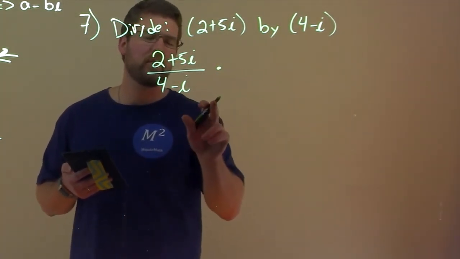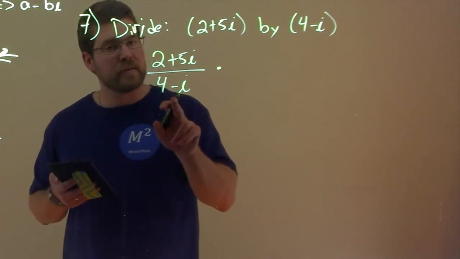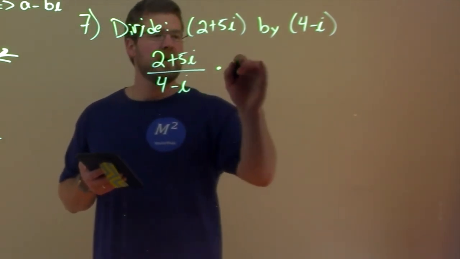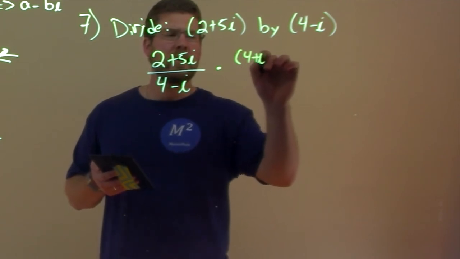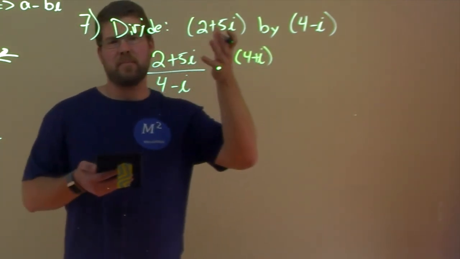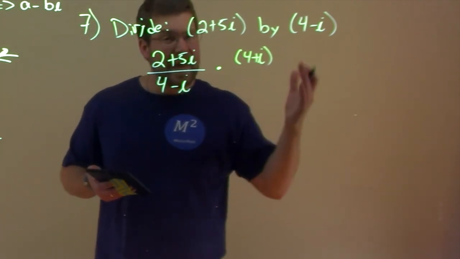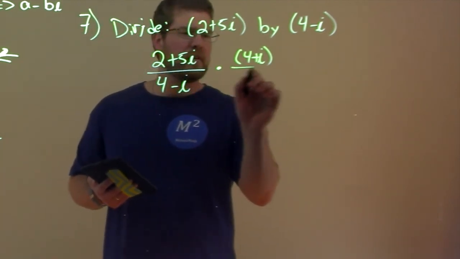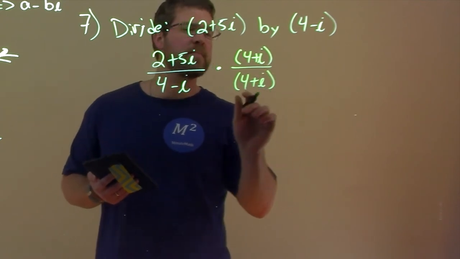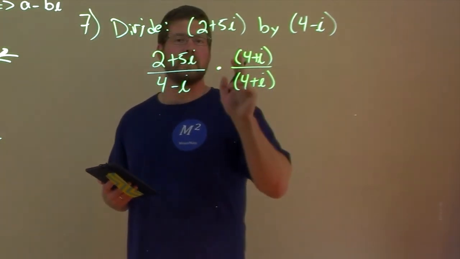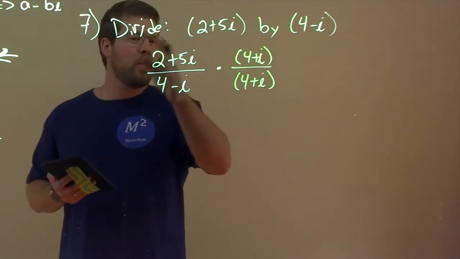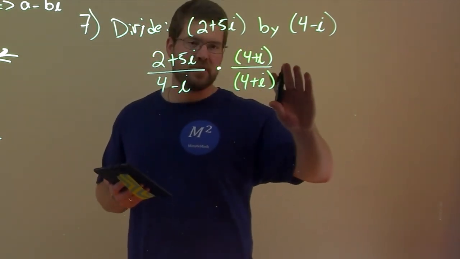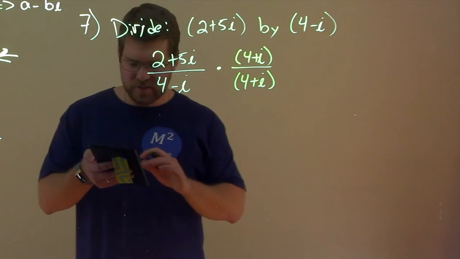So what we're going to do is multiply this number by the conjugate of the denominator, because it has an i down there. The conjugate of 4 minus i is 4 plus i. But we can't just multiply this number by something else and expect it to be the same thing. What we can do is multiply it by 1, right? Anything multiplied by 1 is itself. So we take the conjugate and put it over itself. 4 plus i divided by 4 plus i, we know, is 1. So really we're just multiplying this number by 1, but we're using our conjugate to come up with a fraction version of 1 to help us out.